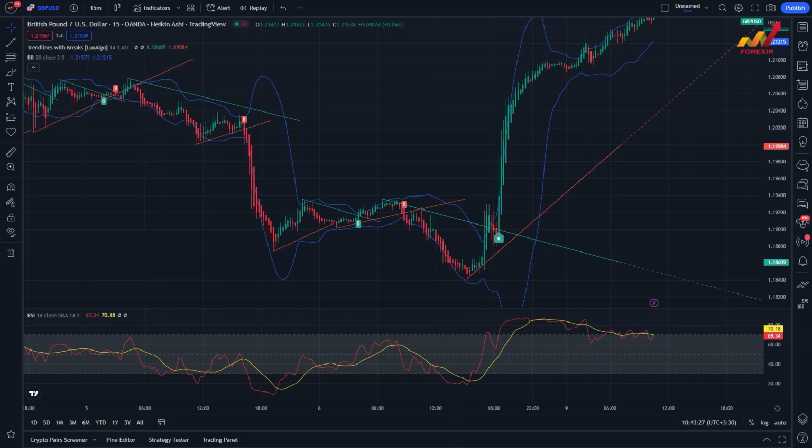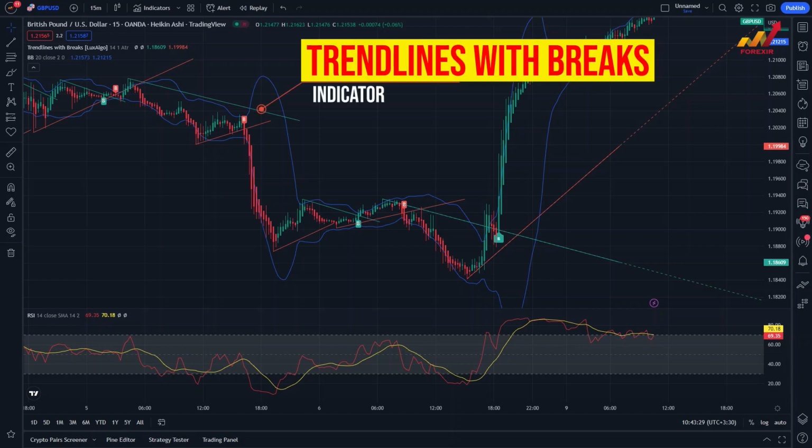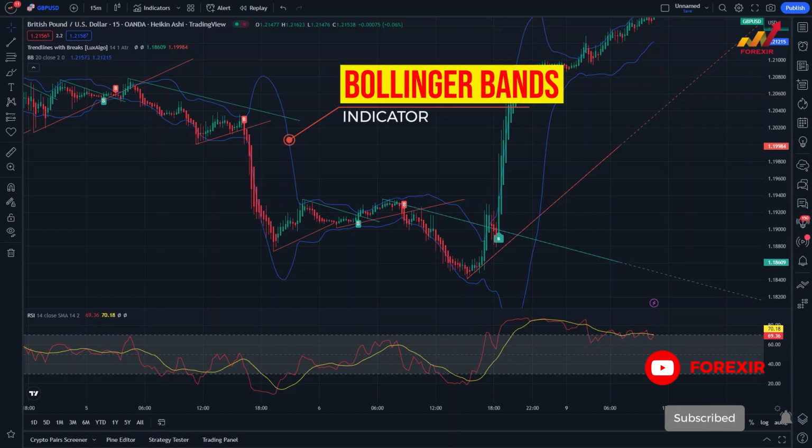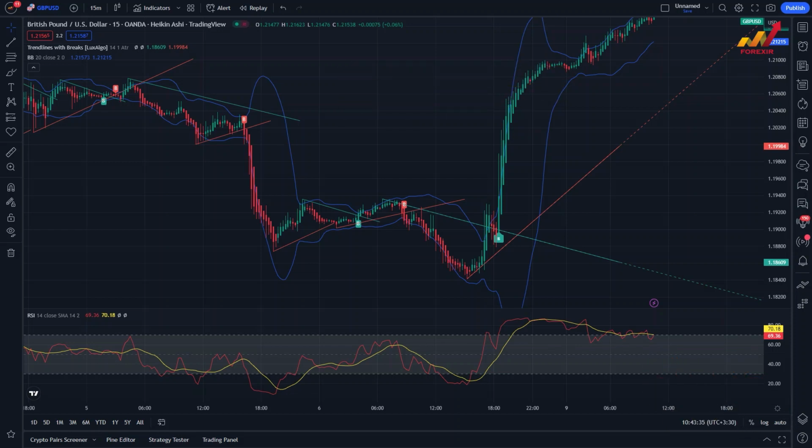I have used 3 indicators in this strategy. Trendline with breaks indicator gives me buy and sell signals. The Bollinger Band indicator identifies overbought and oversold areas. The RSI indicator confirms buy and sell signals. You can see the settings of these indicators at the end of the video.